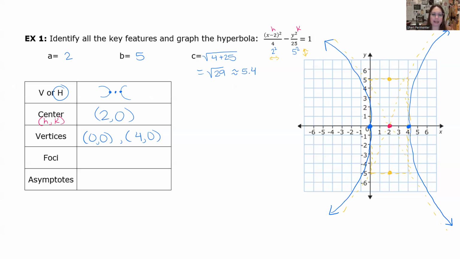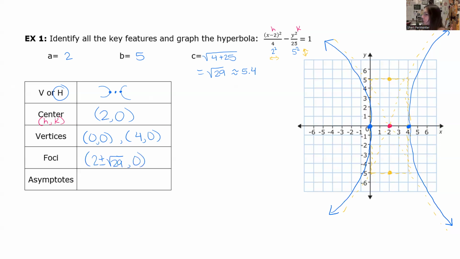So my focus points, I need to figure out what my focus points are. And so to figure out your focus points, same thing in the direction of the vertices, we added and subtracted 2 to 0. Well, now in the same direction, I need to add and subtract the C. C helps you find the foci or the focus points. So I need to add and subtract square root 29 to the value of 2. So this is how you would probably see your answer on a test. 2 plus and minus the square root of 29, comma 0.